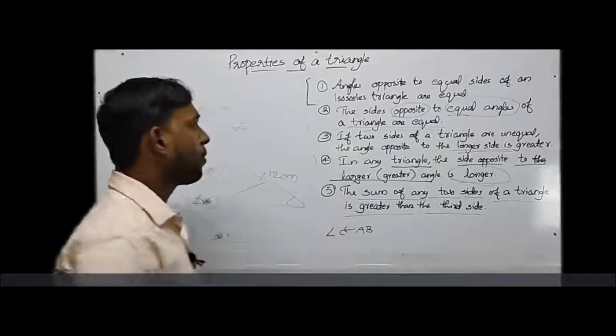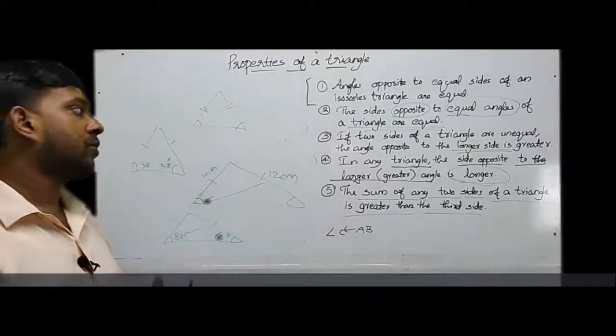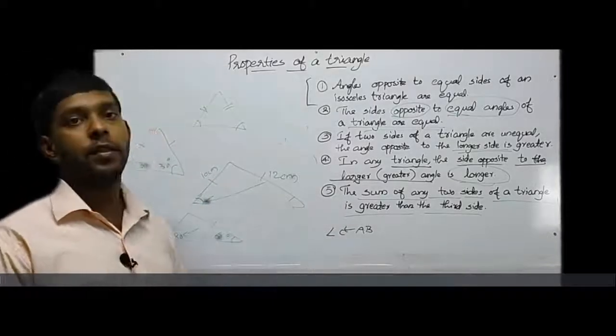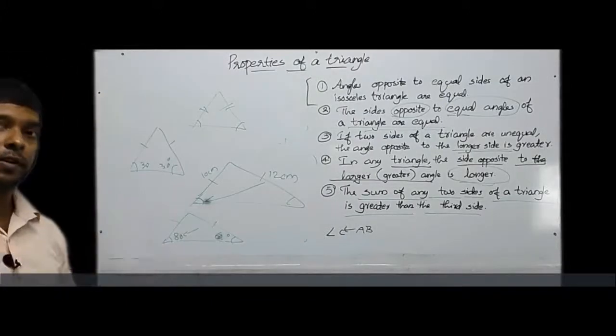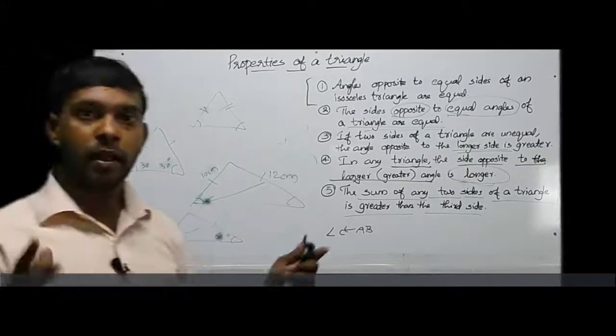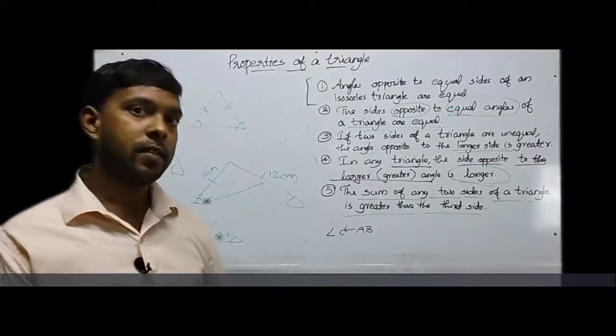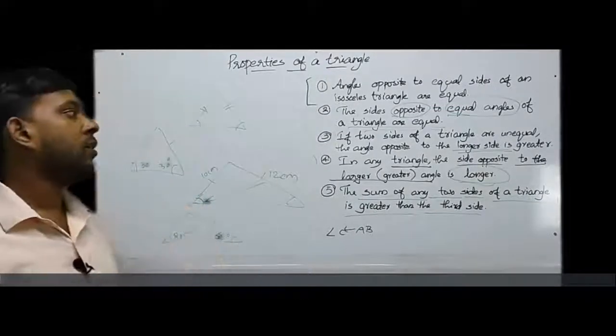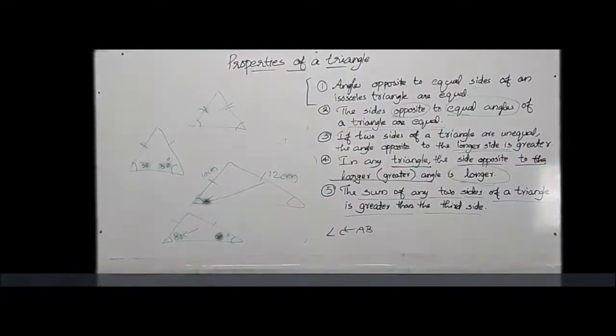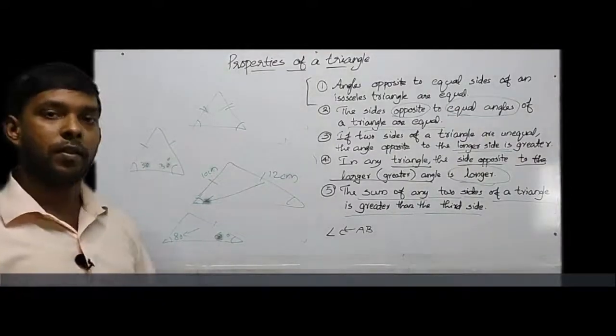The fifth property says the sum of any two sides of a triangle is greater than the third side. That means if we take any two sides of a triangle and add them together, their sum would be greater than the value of the third side. So hope it has been made clear to everybody.